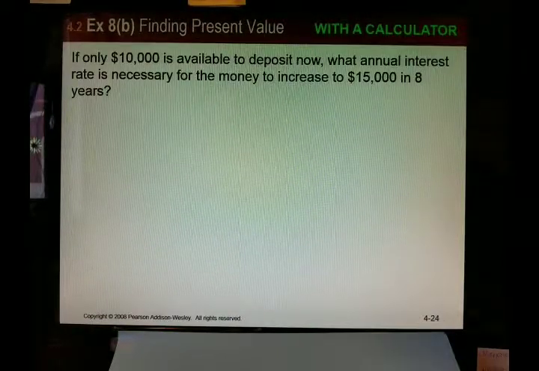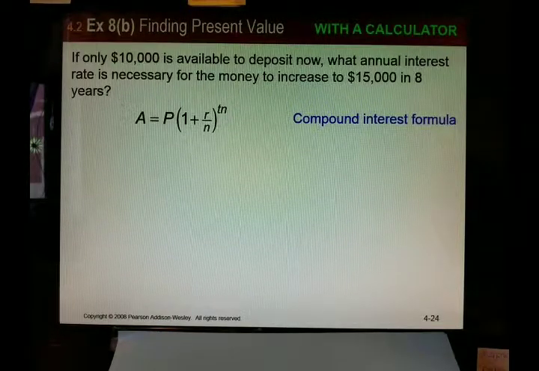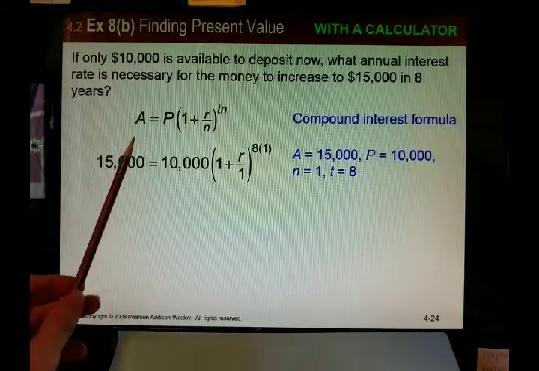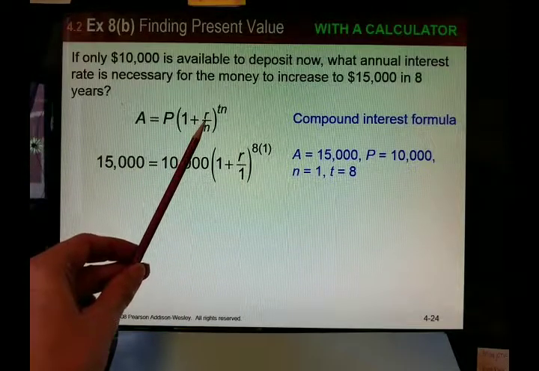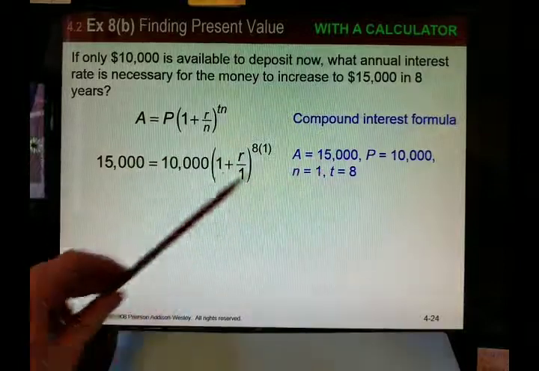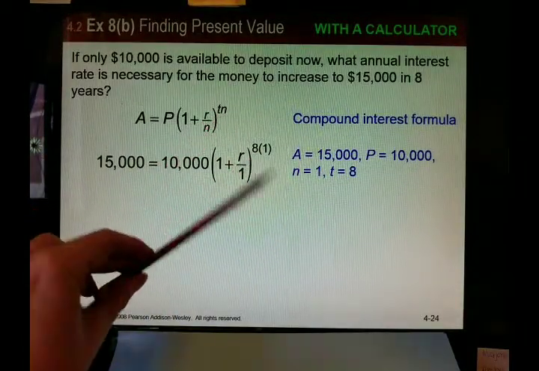So this time, if only $10,000 is available to deposit now, that's my principal. What annual interest rate? I'm trying to find r, for my money to increase to $15,000, that's going to be the A, in 8 years, that's t. So the first thing I hope you can figure out is which variable. Again, A was the amount in the end. P is the principal amount we start with. r is the rate of interest we don't know. Annual means once a year. t was the time in years, which was 8 years, and once a year.